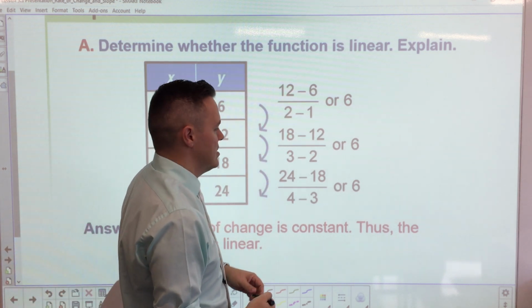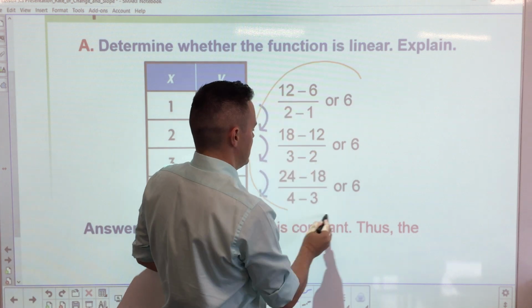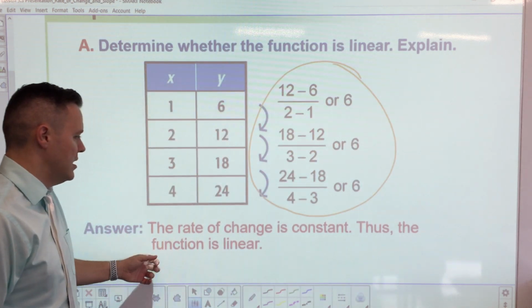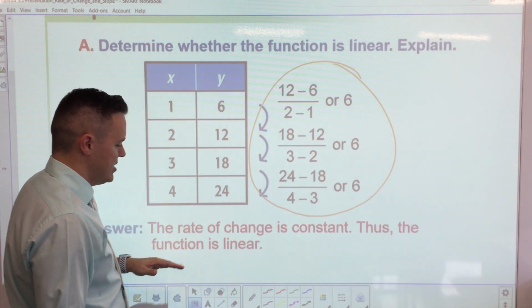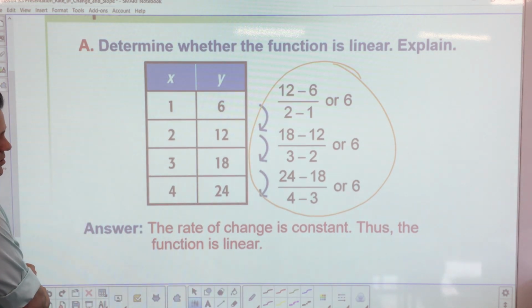On your notes, I believe I put a table. Make sure you understand this portion of it. If you have to pause the video, please do. But the rate of change is constant. Thus, the function is linear.